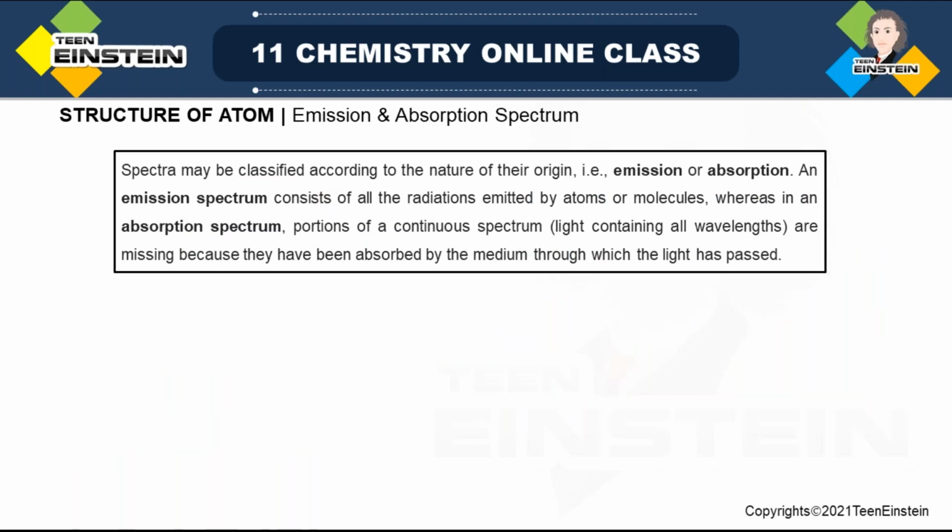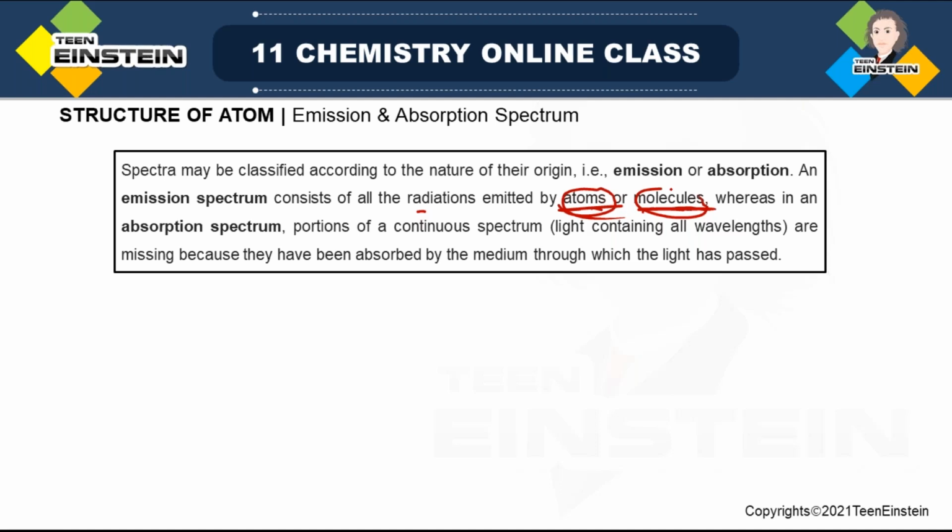Emission and absorption. Once you know line spectrum, it can be of two types, emission and absorption. Spectra can be classified under these two broad categories. An emission spectrum consists of all the radiations emitted by atoms or molecules. Whereas in an absorption spectrum, though here it is mentioned atoms and molecules, mostly we see emission and absorption only for atoms. So the pictures that I will represent, you will see that is only line spectrum.